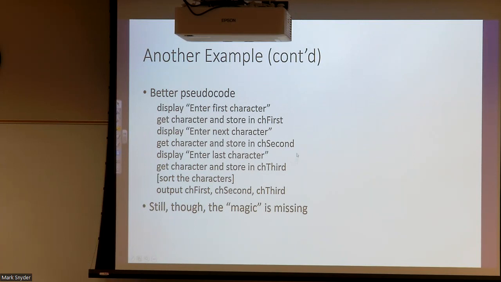So this one's even better. I'm saying display my prompt, get the character from the user and put it in the variable, display the next one, et cetera, et cetera. But yet I still have this block down here that says some magic happens and they automatically get sorted. And then I output the 3 variables. So I'm saying you can get more and more detailed and more refined and kind of BS your way through it to a certain point. But at a certain point, the little magic happens box is still there. We've got to figure that out.